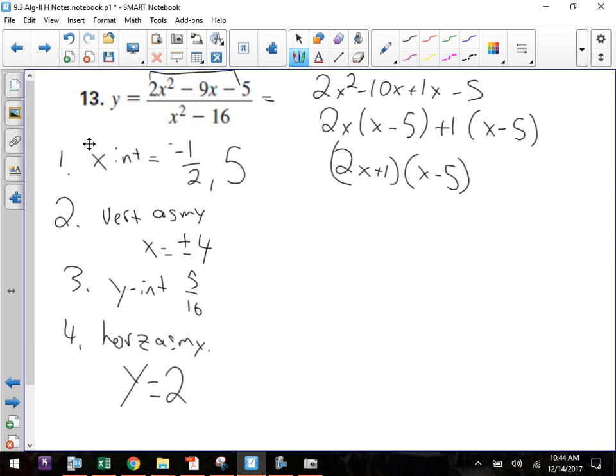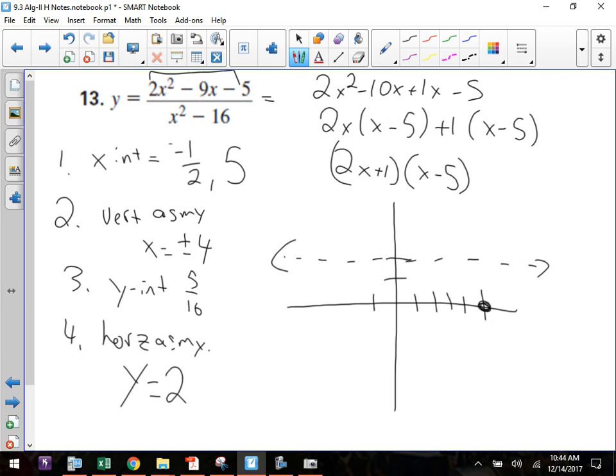Now I have a bunch of junk to plot. X-intercepts at 5 and a half, negative half. Vertical asymptotes at 4 and negative 4. And I knew I had a y-intercept at 5/16. 5/16 is a smidge less than half. 8/16 would be half, wouldn't it? That's that mark.